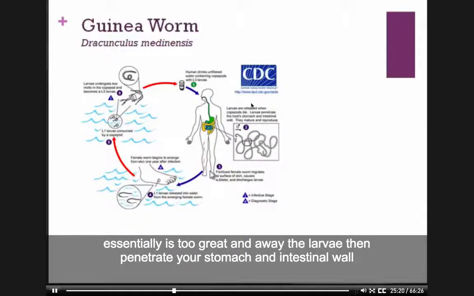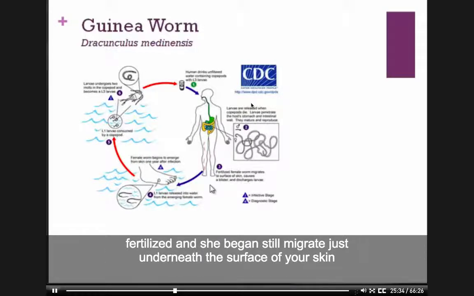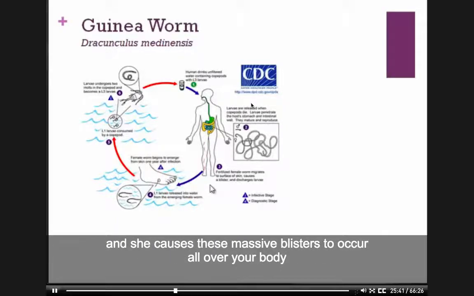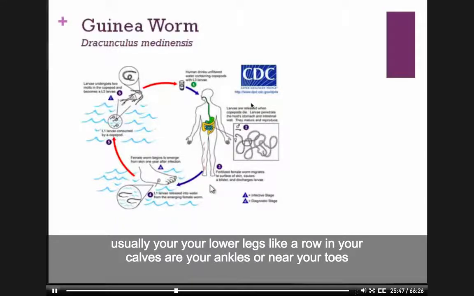The larvae then penetrate your stomach and the intestinal wall, and then they begin to mature in your body and reproduce. I know that sounds kind of weird, doesn't it, inside your body? The female worm is then fertilized, and she begins to migrate just underneath the surface of your skin, and she causes these massive blisters to occur all over your body until she migrates to the extremities, usually your lower legs, like around your calves or your ankles or near your toes.